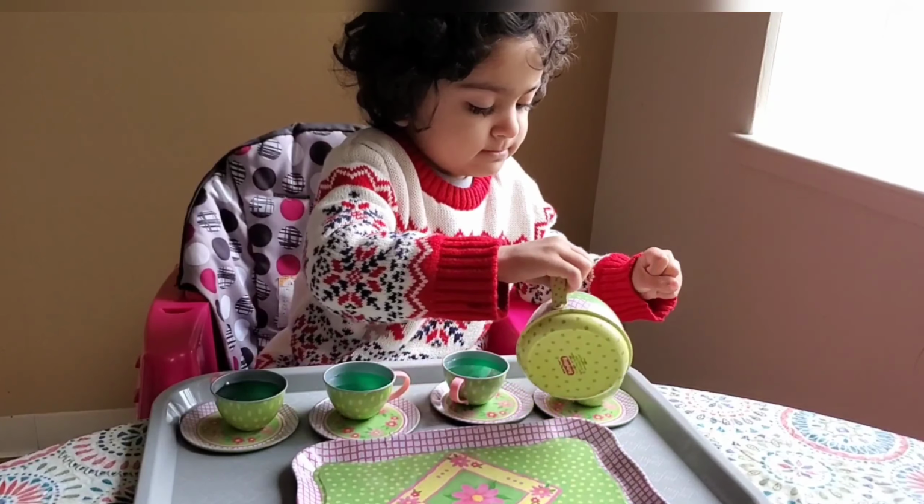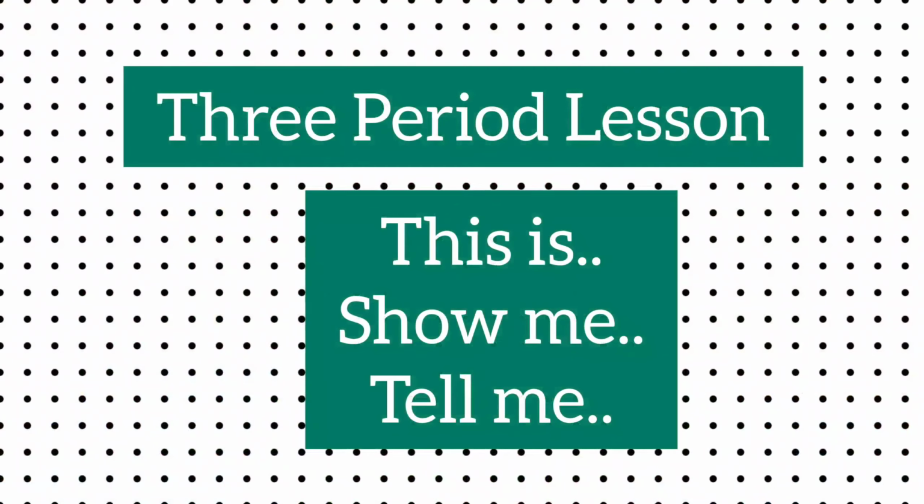Three-period lesson. This is, show me, tell me. Do not forget this three-period lesson when you are presenting an activity. As the competency of the child grows, move from the "this is" statement to the "show me" statement to the "tell me" statement. I have done a detailed video on how to do a three-period lesson in one of the earliest videos. I'll link it here so you can go and check out how exactly to do it with a younger toddler as well as with an older toddler.